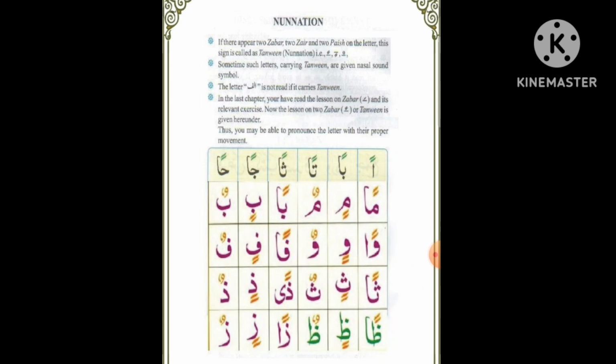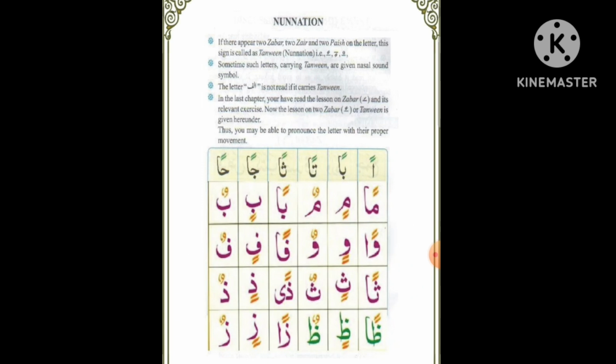Okay, so until now we learned the short vowel sounds, that is called the harakat. Okay, the zabar, zair and the pesh. Those were single zabar, single zair and single pesh. Okay. Now in today's lesson we are going to learn about nunation.